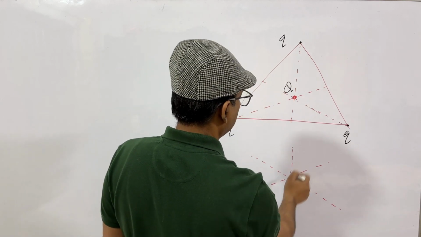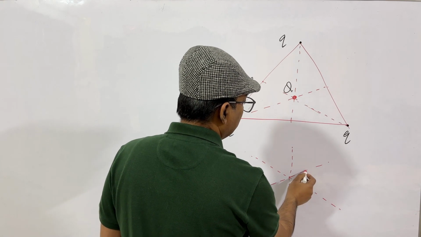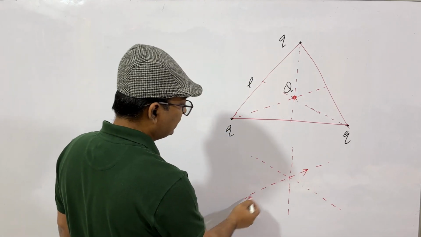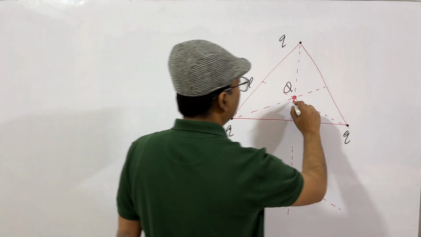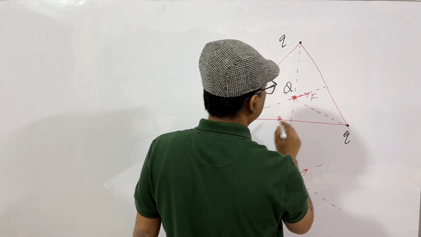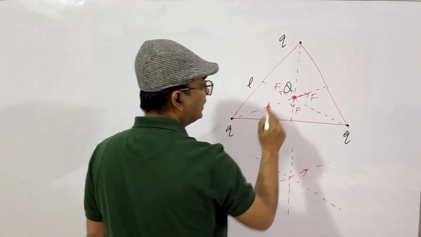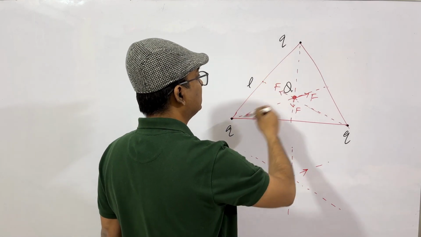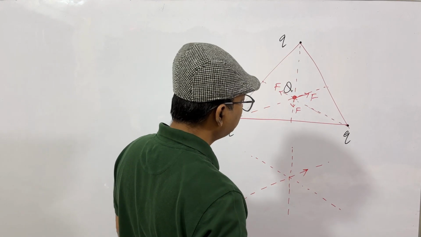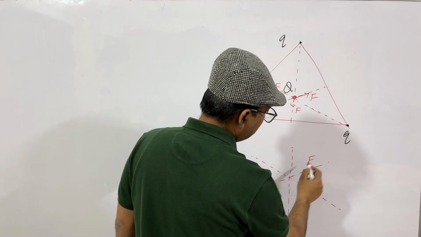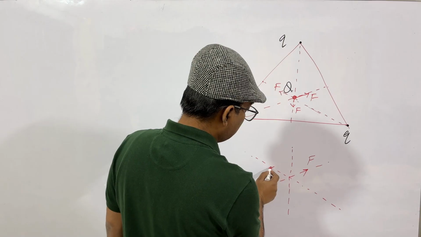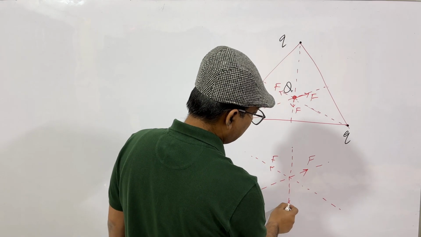Okay, so this is this point. Q is placed here. Now, one force will be from this Q, this is small q, this force F, then this force F, and then this force F. Why am I using F? Because all the charges are the same, so Q by R square. So we have F in this direction, F in this direction, and F in this direction.